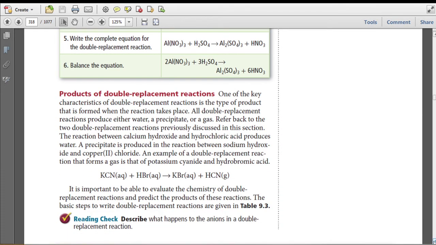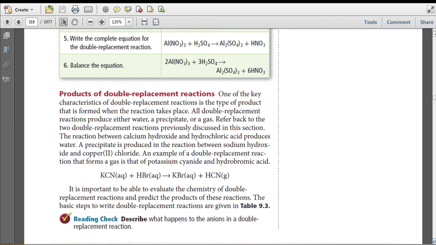One of the key characteristics of double replacement reactions is the type of product that is formed when a reaction takes place. All double replacement reactions produce either water, a precipitate, or a gas. Refer back to the double replacement reactions previously discussed in this section. The reaction between calcium hydroxide and hydrochloric acid produces water. A precipitate is produced in the reaction between sodium hydroxide and copper(II) chloride. An example of a double replacement reaction that forms a gas is that of potassium cyanide and hydrobromic acid.